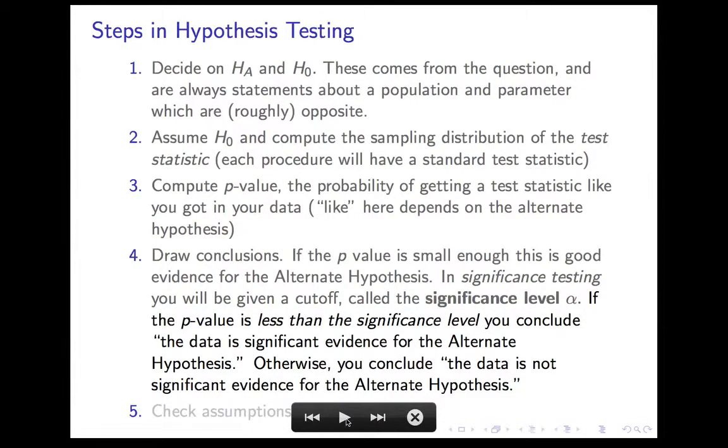And now here's the conclusion. If the p-value is less than the significance level, you conclude that the data is significant evidence for the alternate hypothesis. If it's not, you conclude that the data is not significant evidence for the alternate hypothesis. That's it. Okay? That's the final and most important step of formal hypothesis testing. And then step 5, the post-final step, is to check the assumptions. That will be familiar territory for you.